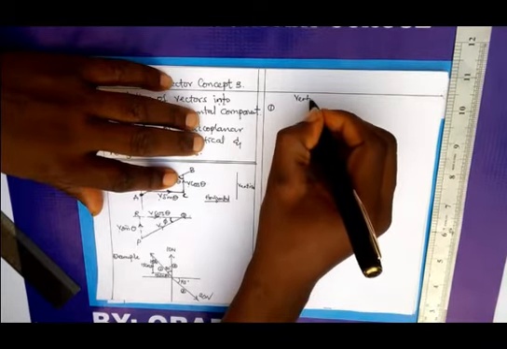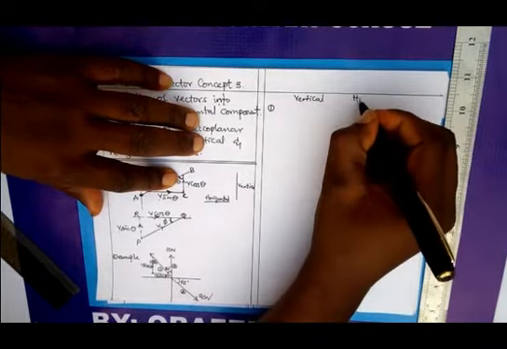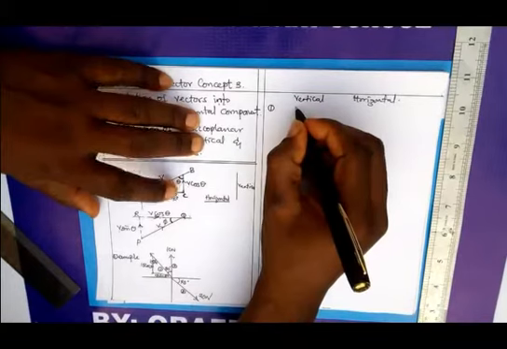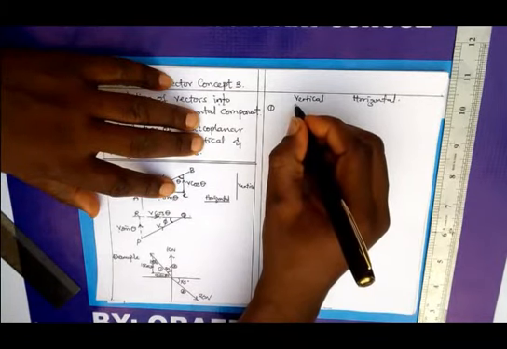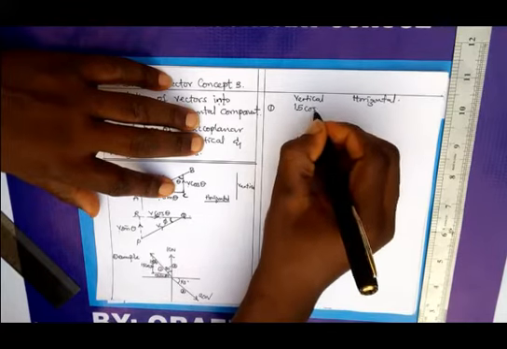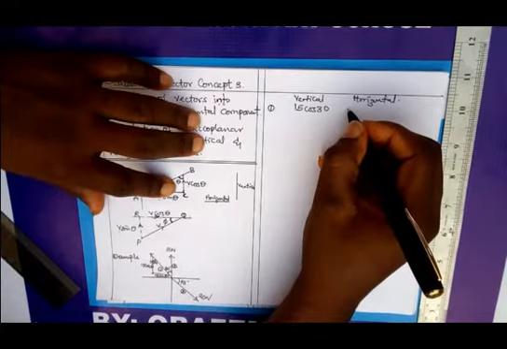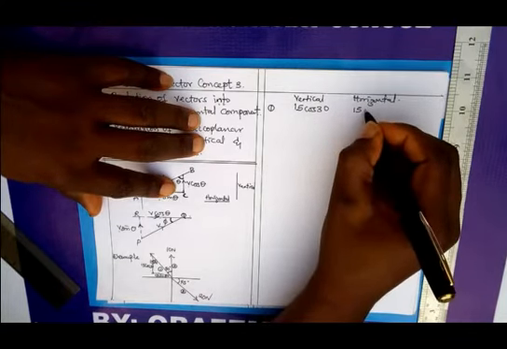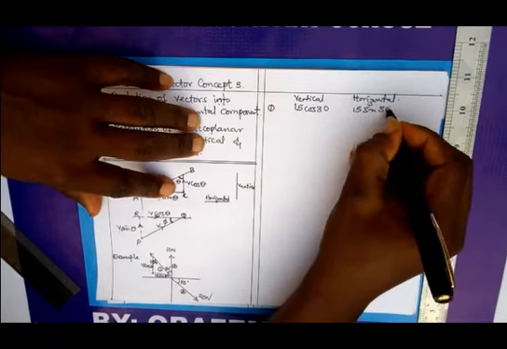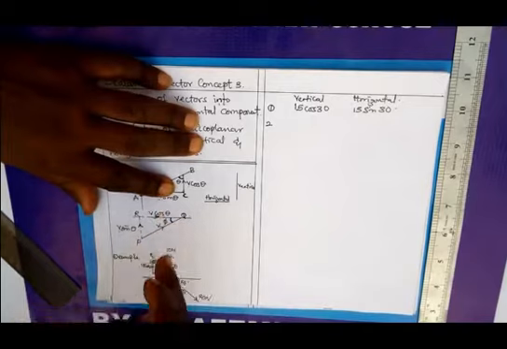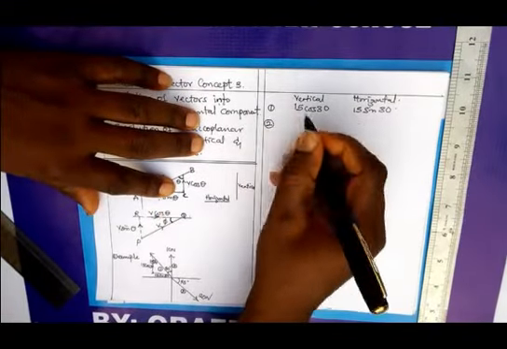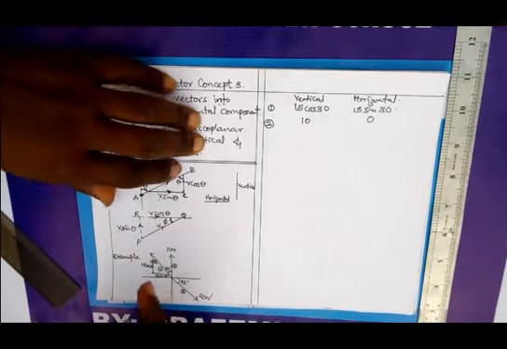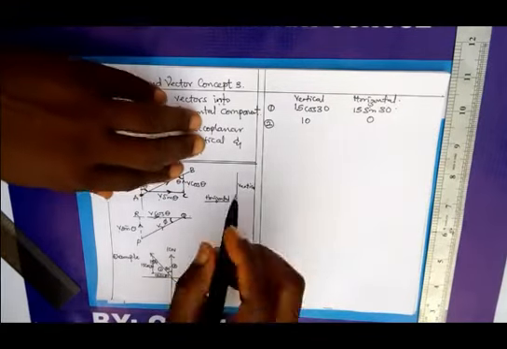So 15 Newton, vector 1, vertical component, horizontal component. So vector 1 is 15 cos 30 vertical, while the other one is 15 sine 30. Vector 2, I have only its vertical component. So only vertical component, therefore I have 10 Newton. Horizontal component is 0 because you don't need to resolve it, it's already in vertical component.